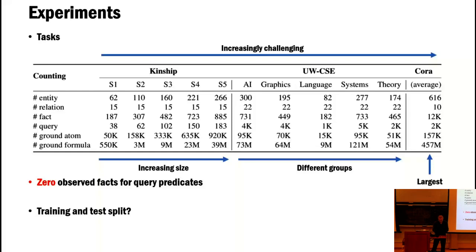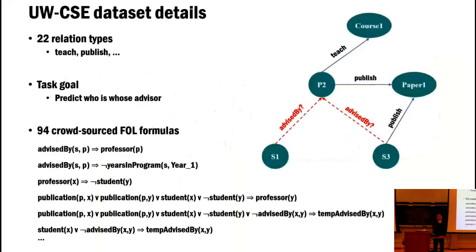And Cora is something pretty large for a Markov logic network, with around 600 entities. The number of ground predicates goes to 100K, and the formula nodes go to 400 million. The task we want to make predictions about is to query some of these predicates, which you never have observations for in your database. Let me give you an example.